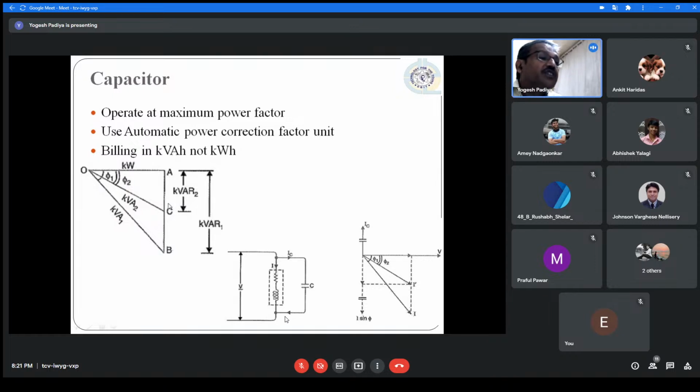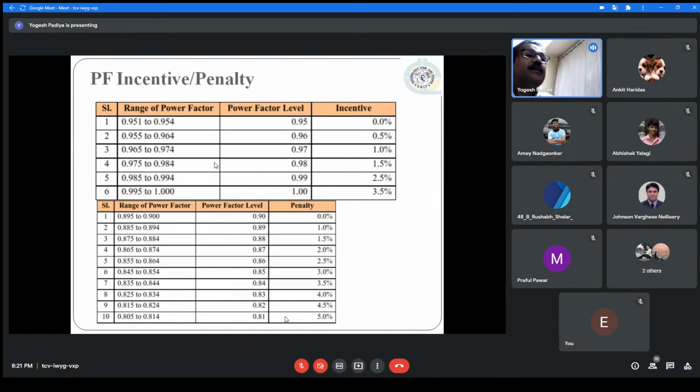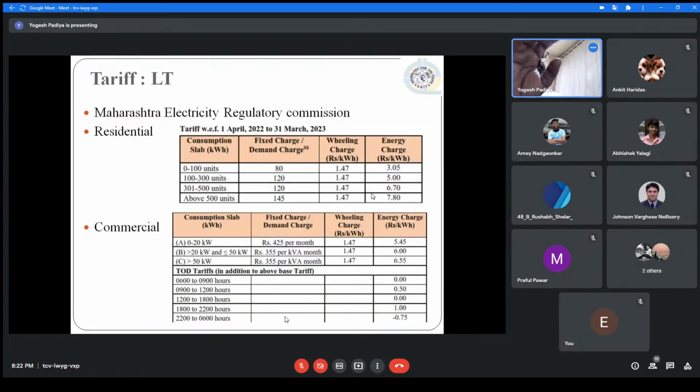If I have to reduce it fully, then this much capacitor bank is required. So these are the incentives being given by the state government. If you are maintaining a power factor in this range, then they give you a large incentive in your bill, saying thank you, because of your higher power factor, we are able to use our capacity to the maximum possible extent.